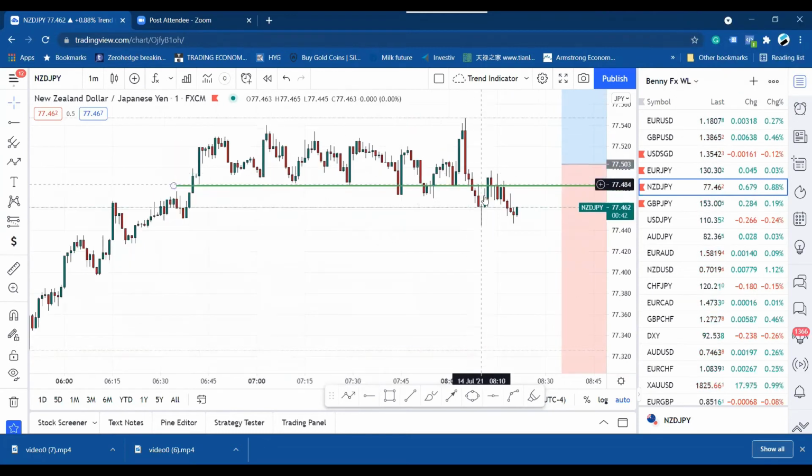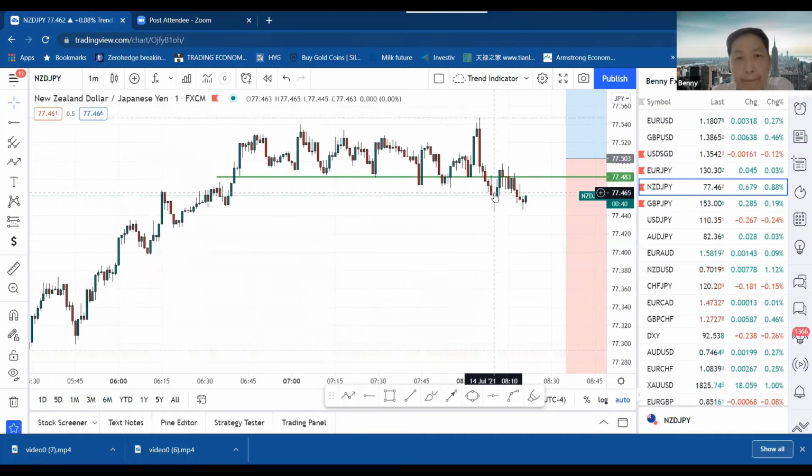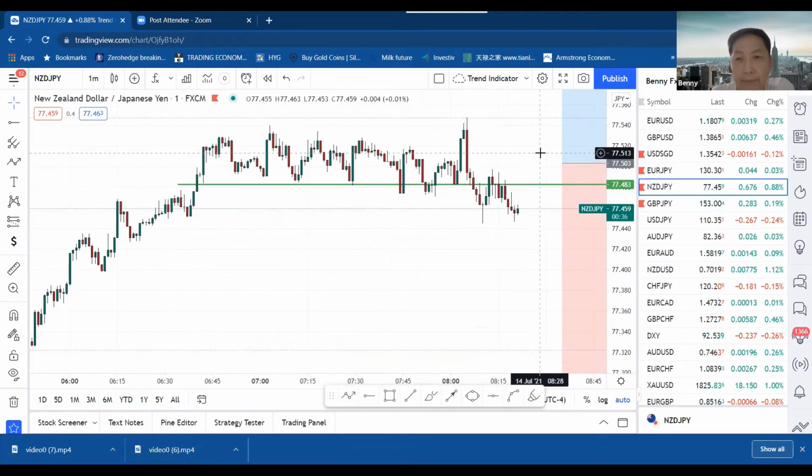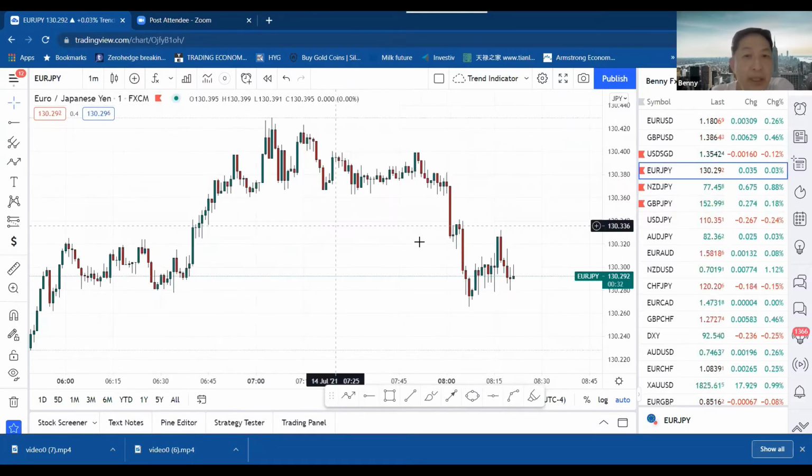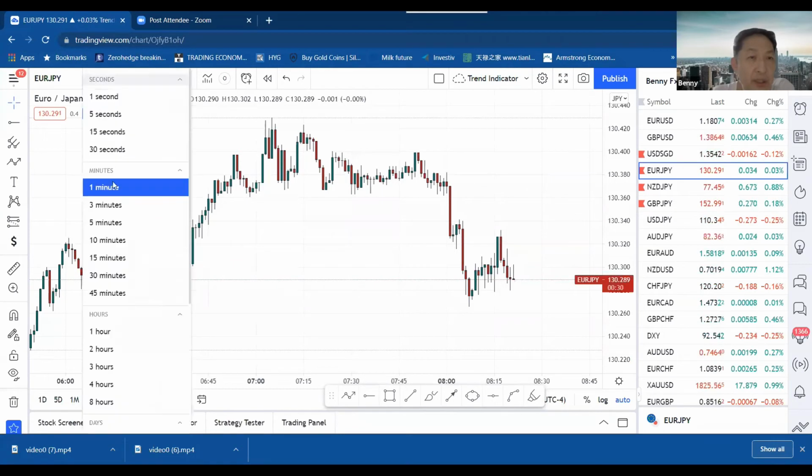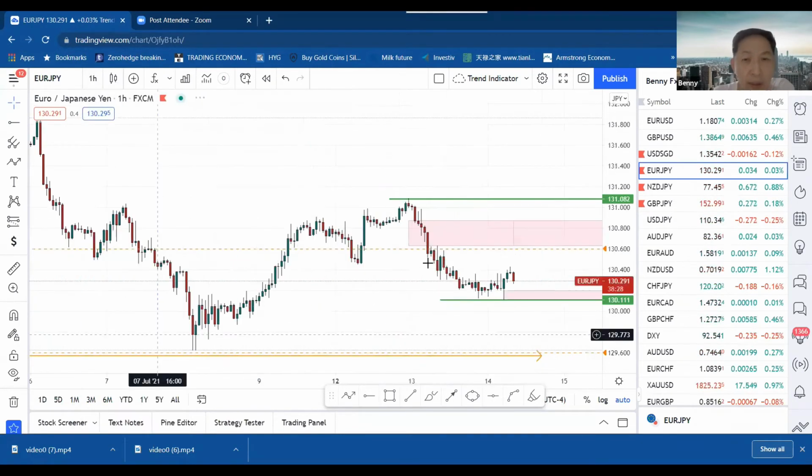Yeah. All right. So okay. The other one I'm looking at is a yen. This euro yen.